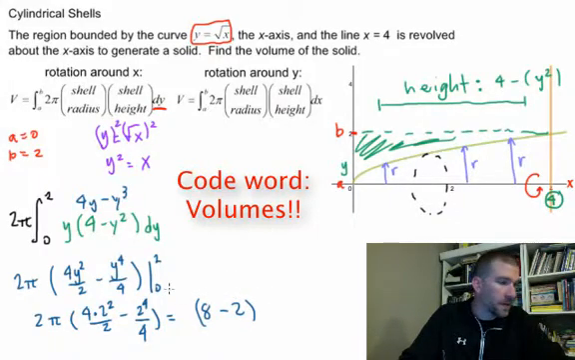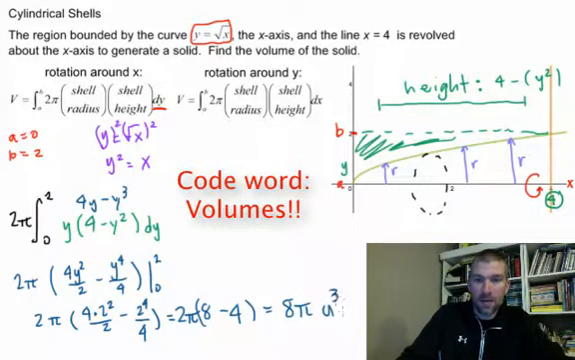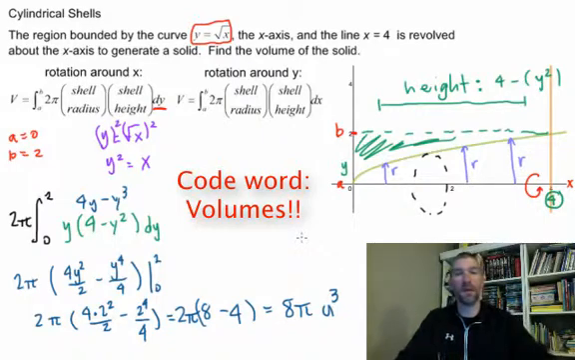times, let's see, 16 divided by 4. 8 minus 4. Gee whiz. 8 minus 4 times 2 pi. That's going to be 4 times 2 pi, which is 8 pi units cubed. There we go.